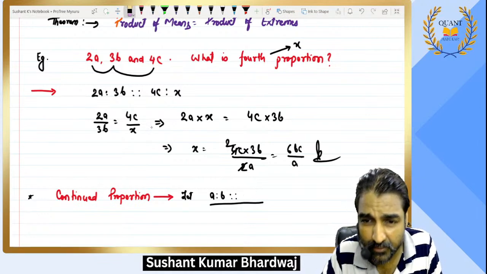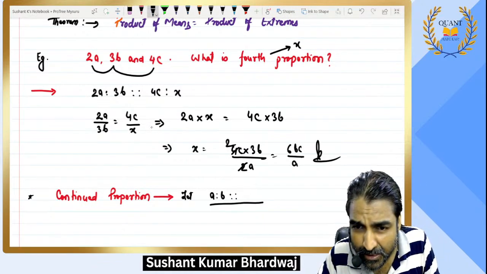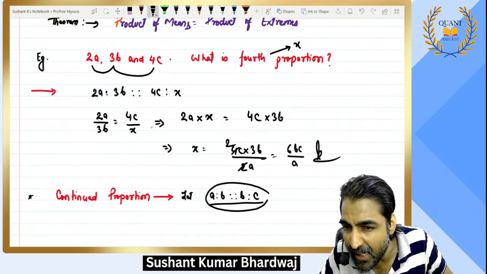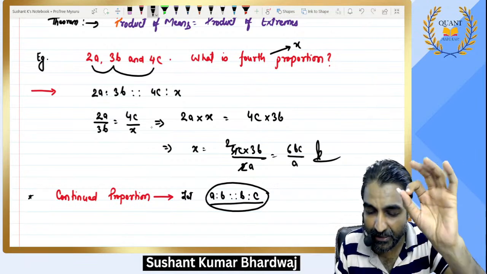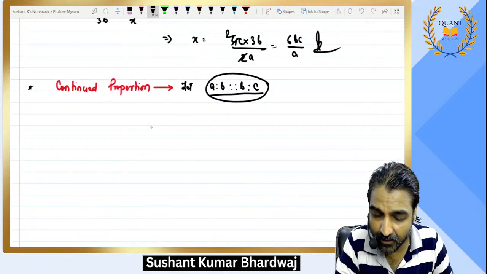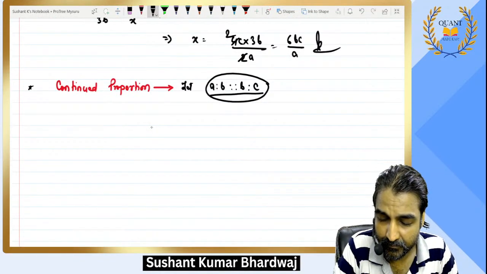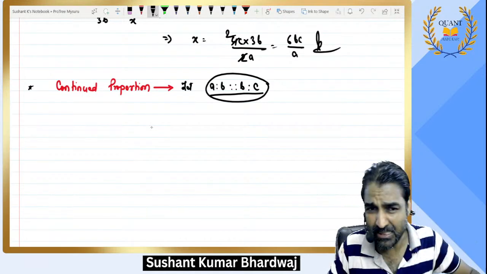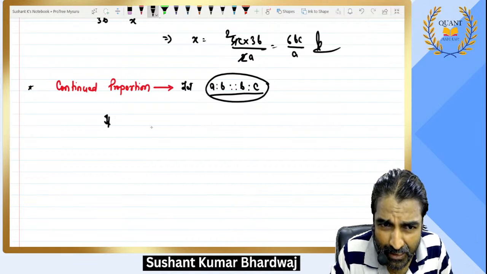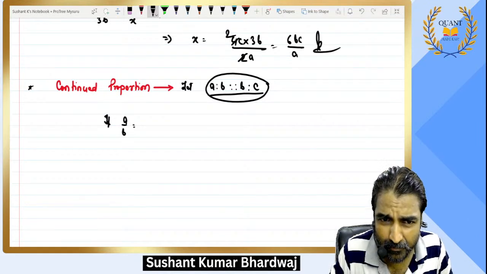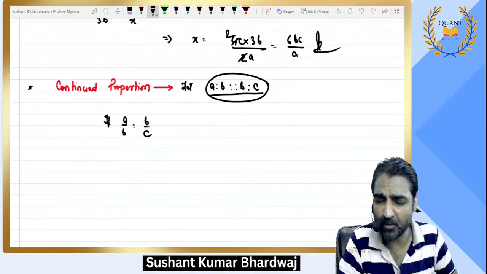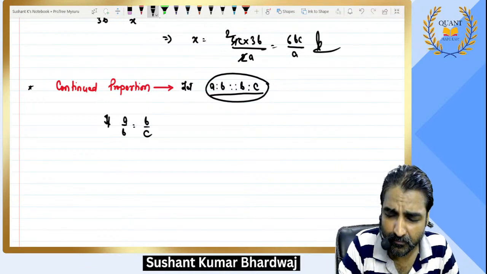If A is to B is proportional to B is to C, then this one is said to be continued proportion. That is, if A upon B is equal to B upon C, this one is said to be continued proportion. Clear? Any doubt?